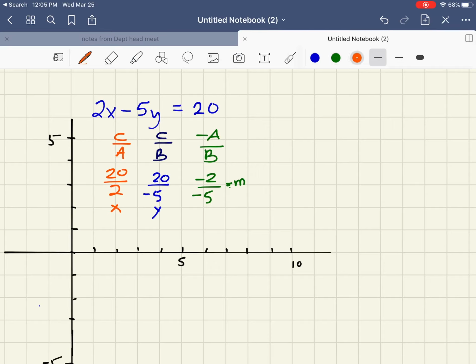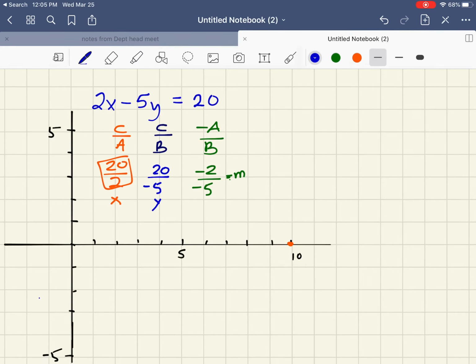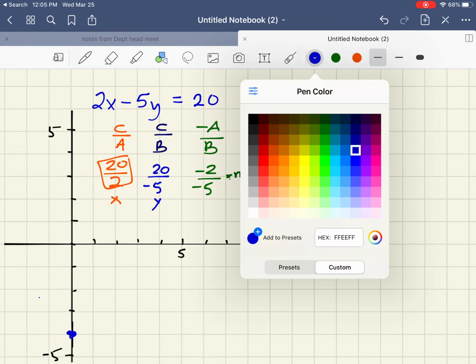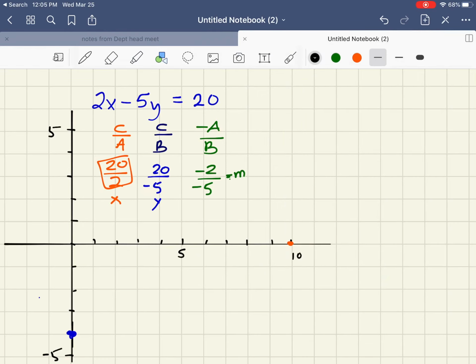So 20 divided by 2, that's just 10. I'm going to go right to 10 on the x-axis. 20 divided by negative 5 is negative 4. I'm going to go to negative 4 on the x-axis. I've got 2 points. That's enough for a line. So I can use my line tool and draw a line. I kind of missed the 10, but the intent was for it to go through that point.